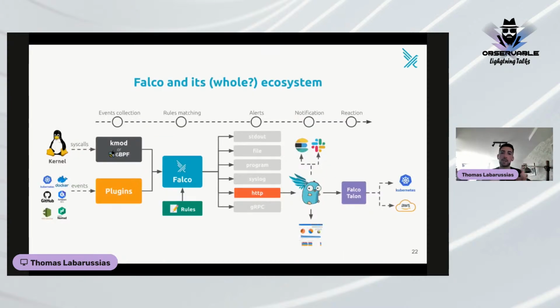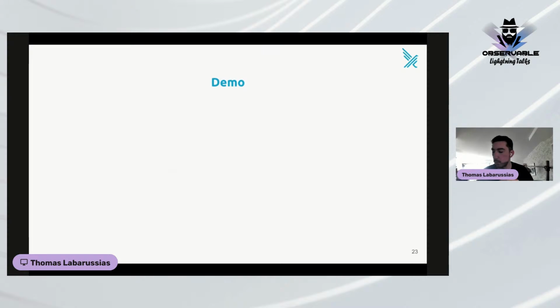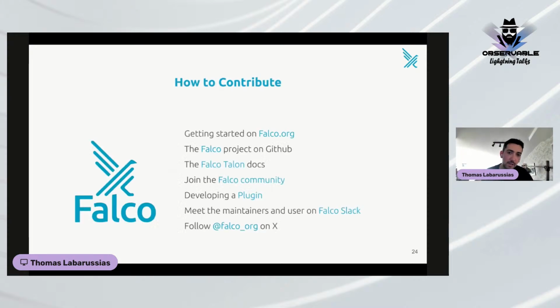So basically, if we have a global picture of the Falco ecosystem, we have the driver to collect the syscalls, we have the plugins to collect any event, Falcosidekick to display or to forward the events, and Talon to react. I wanted to do a demo, but I only have 10 seconds remaining, so I will skip that.